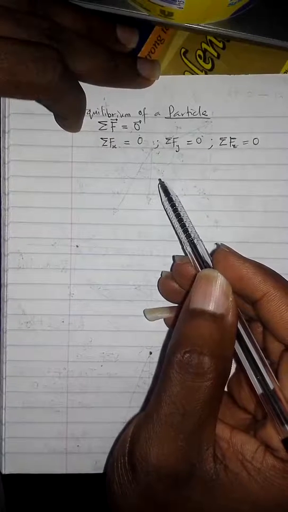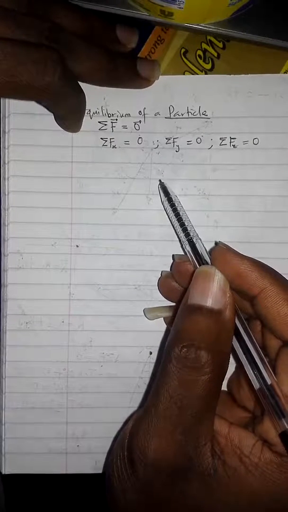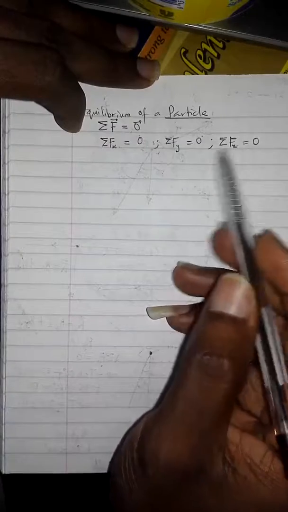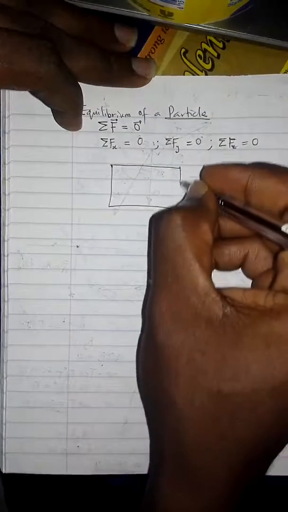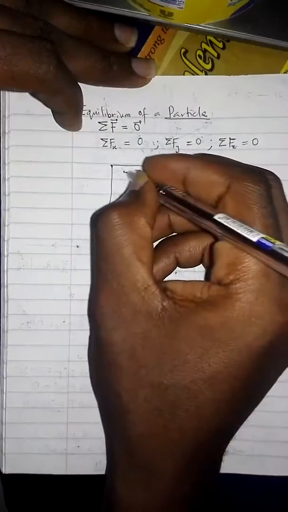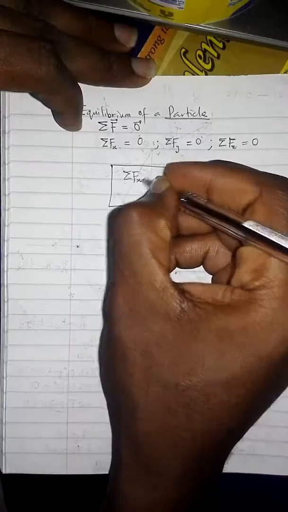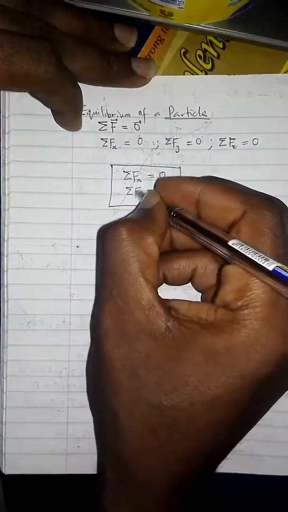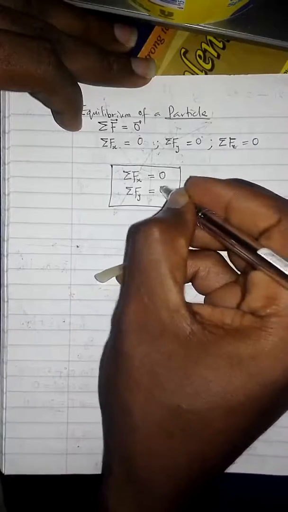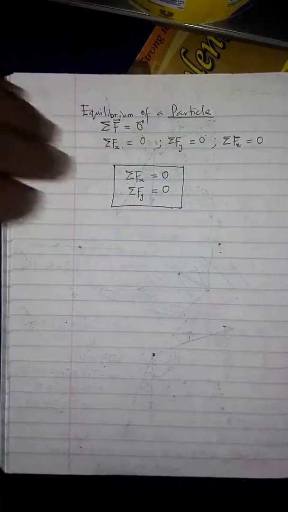We have not commenced the 3D stuff yet, so it's okay to just deal with these two: for the equilibrium of a particle in 2 dimensions, summation of forces in the x direction is 0, summation of forces in the y direction is 0. Alright, so these are the conditions right there. And then, what is this going to mean?